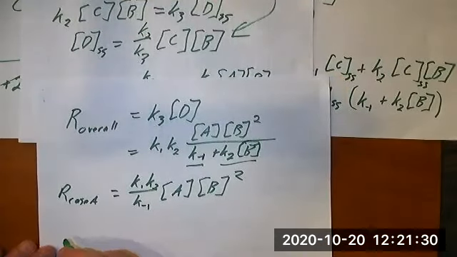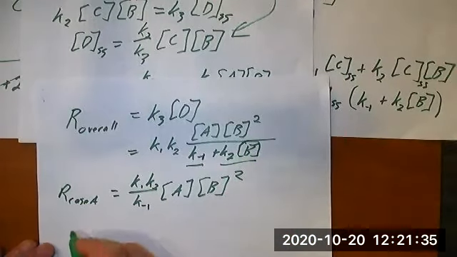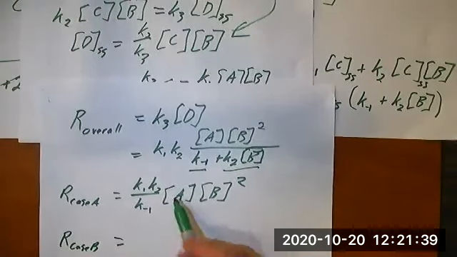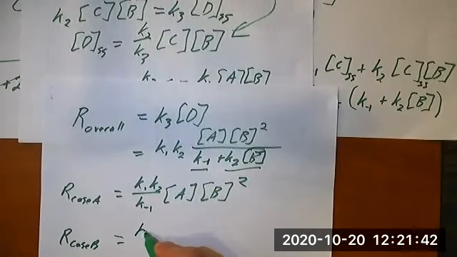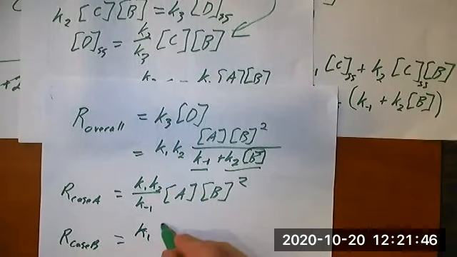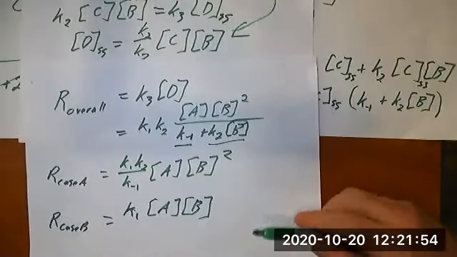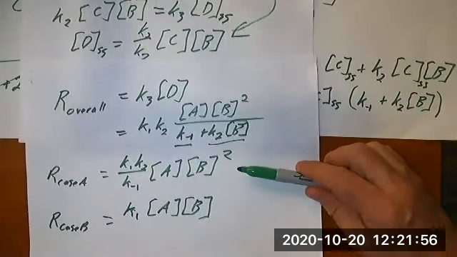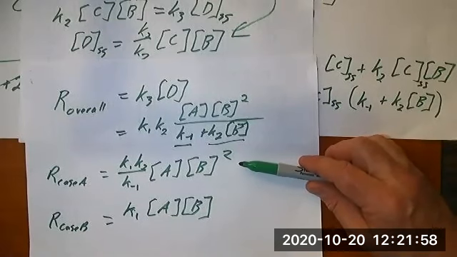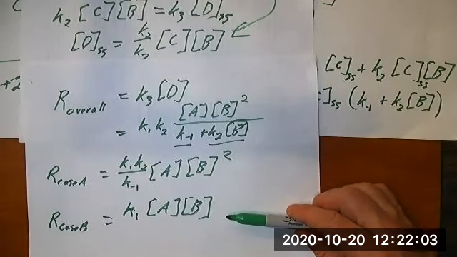Okay. In case B, where the second term is the dominant one in the denominator, we have k1, our k2s cancel, and concentration A, concentration B. So we have two different cases here. In the first case, it's second order in B and third order overall. In the second case, it's first order in B, second order overall.